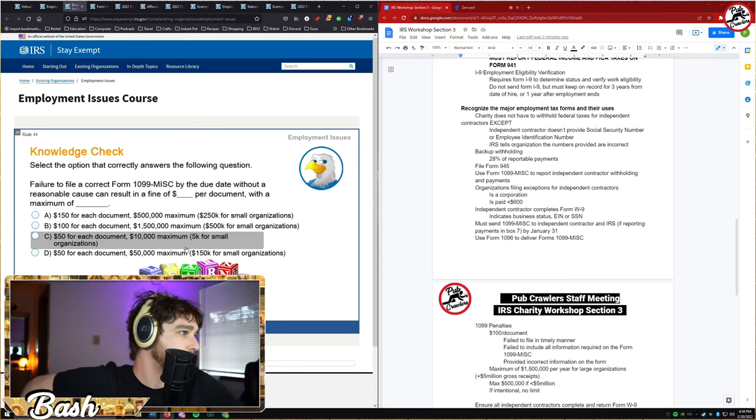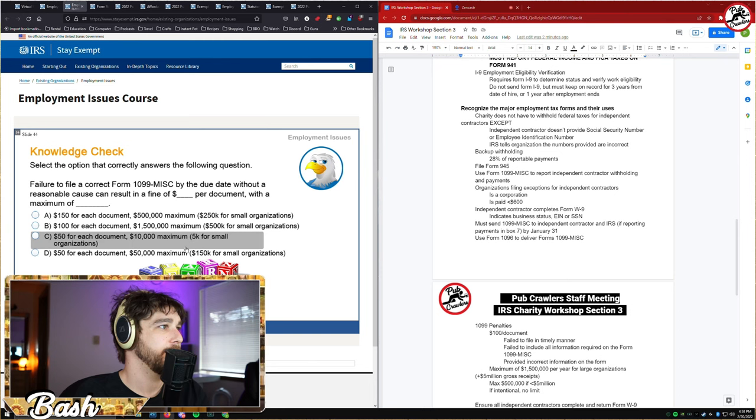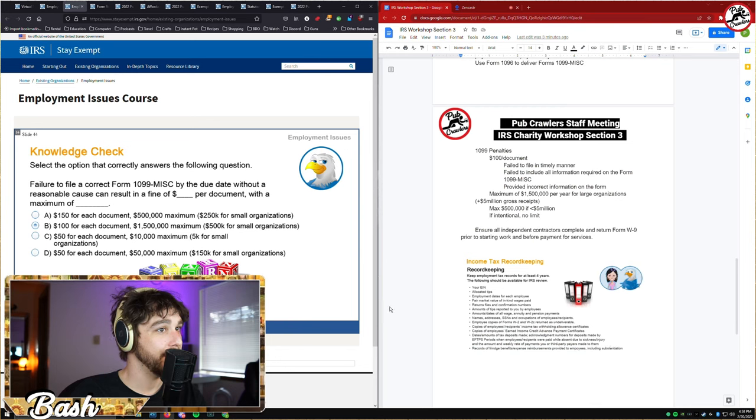If my organization fails to file a correct Form 1099-MISC by the due date without reasonable cause, what is the penalty and what is the maximum penalty total? Select the most appropriate answer, then click the submit button to see if you are correct. That's B. I remember that number, 100. Yep, 100 for each document, but there's no limit if you do it on purpose.